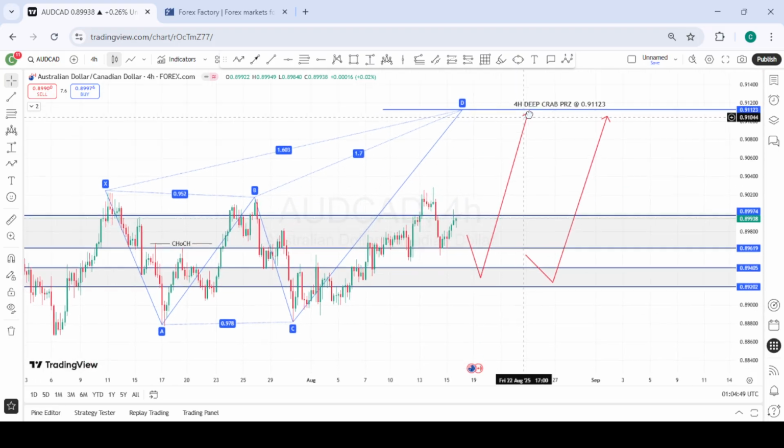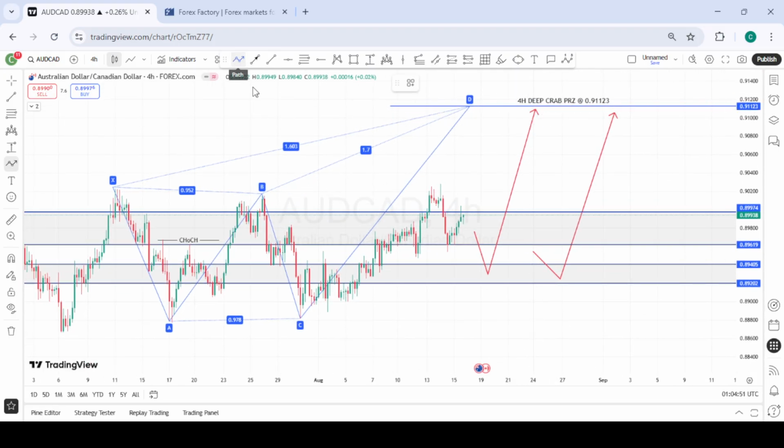The only way this pattern will be invalidated is if we're able to break below this area of interest and clear these lows. If we clear these lows, then we have shifted bearish. Until then, I'm still bullish on AUDCAD and NZDCAD.